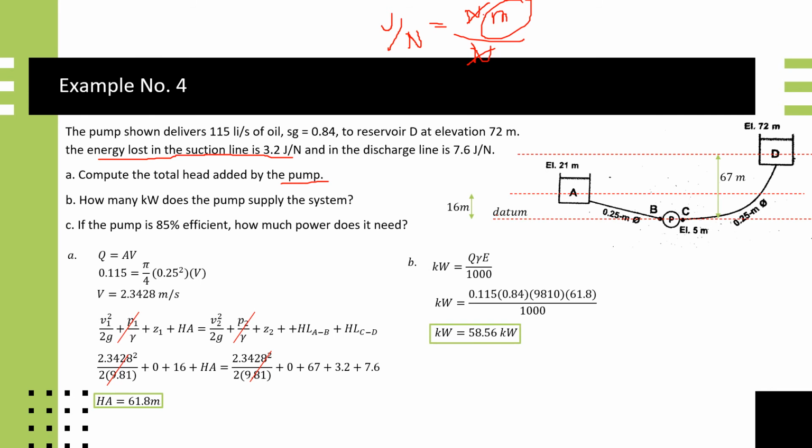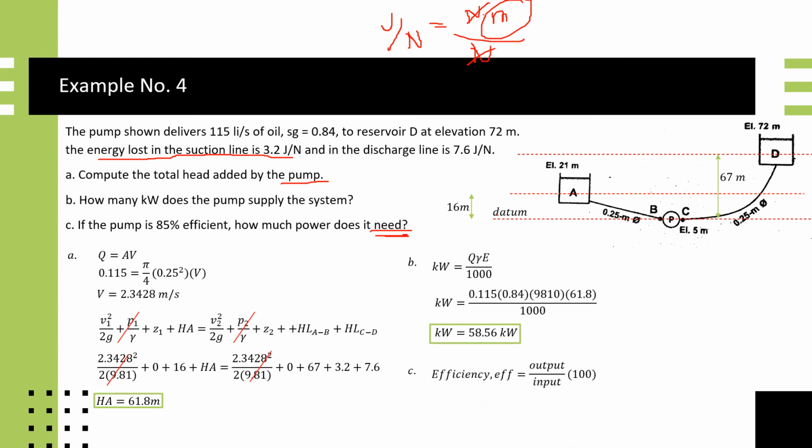Ganun lang. And letter C, if the pump is 85% efficient, how much power does it need? Pag sinabing needed power, anong ibig sabihin nun? Output or input? Okay? Pag sinabing kailangan, ano yung kailangan niyang power? Ano meaning nun? Output or input? Input, guys. Input. Okay?